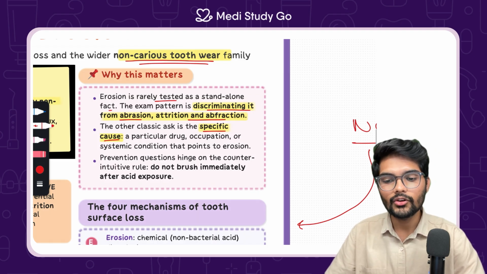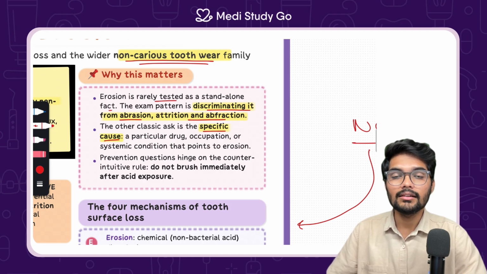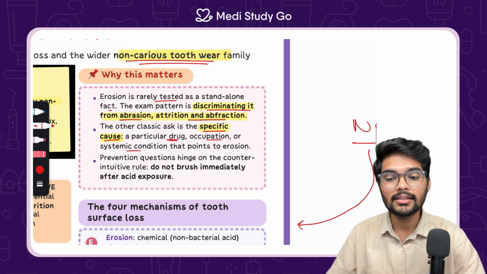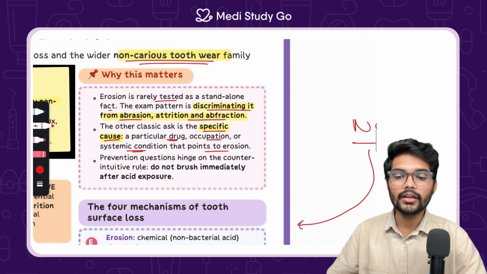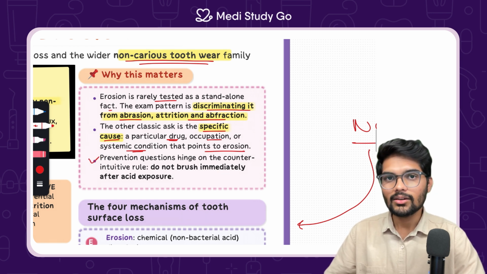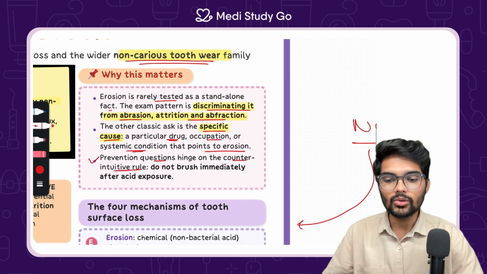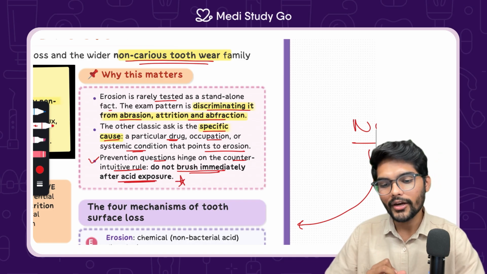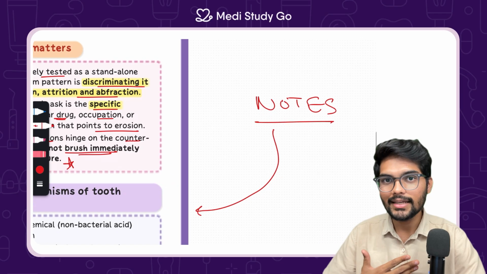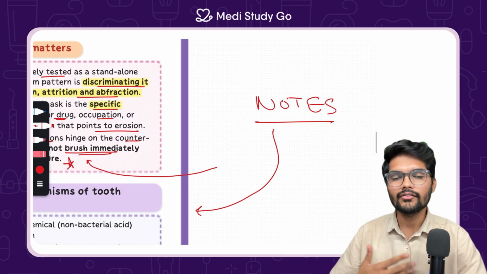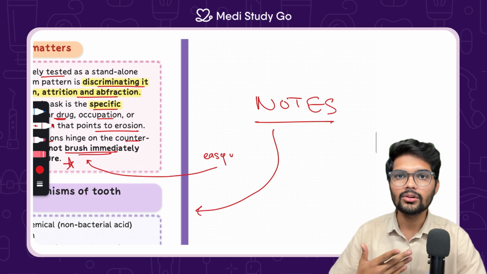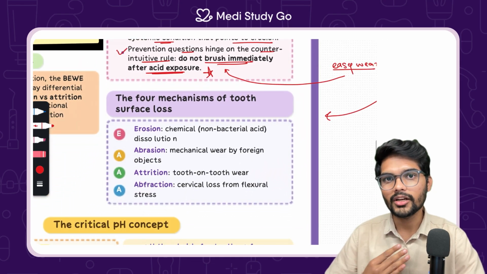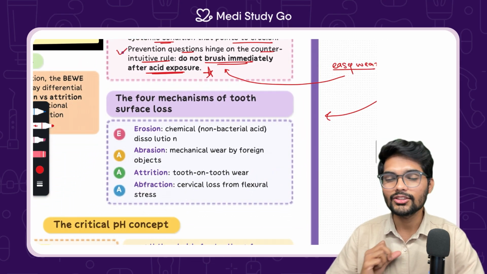The cause, like we studied for erosion, can be due to acid reflux, a particular drug, an occupation, or a systemic condition that points to erosion. Prevention questions hinge on the counterintuitive rule: do not brush immediately after acid exposure. This is one of the most important points which you need to remember, and is a very commonly asked viva question. So basically, after vomiting, or if you have exposure to acids, enamel becomes a little weak and can wear off easily. So brushing immediately after vomiting is not the best option.